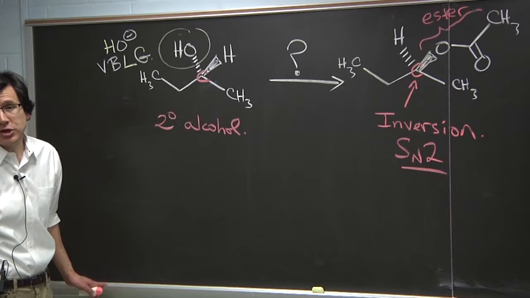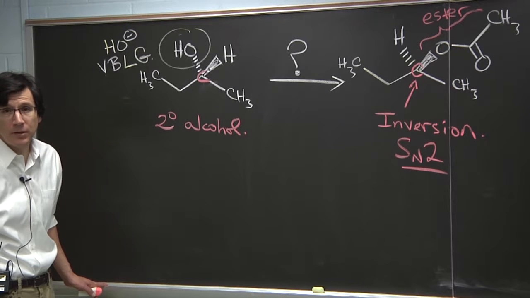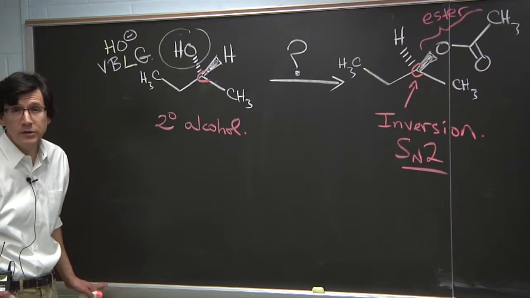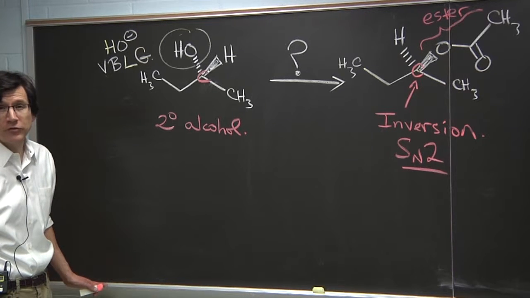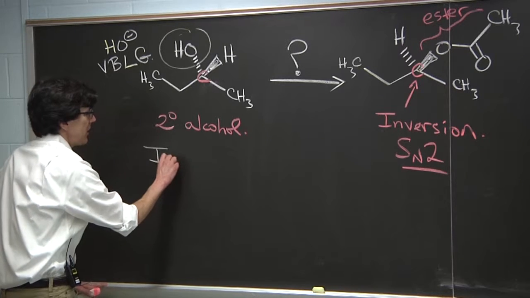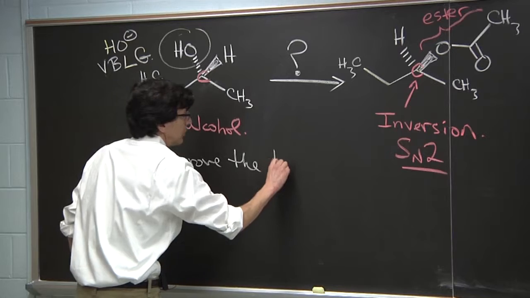What general strategy should we take? What is going to be our approach when we're faced with a problem of an alcohol that has a very bad leaving group, hydroxide, associated with it, but we want to do a nucleophilic substitution reaction? What is the general strategy? The general strategy is to improve the leaving group.